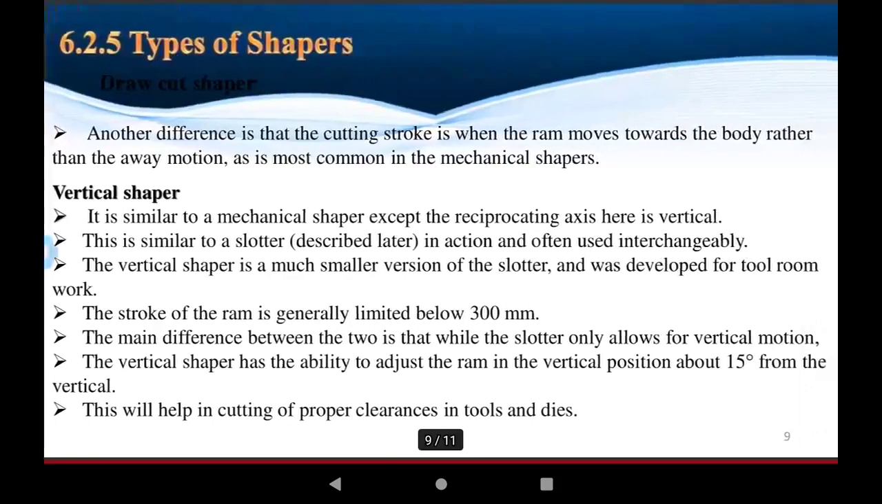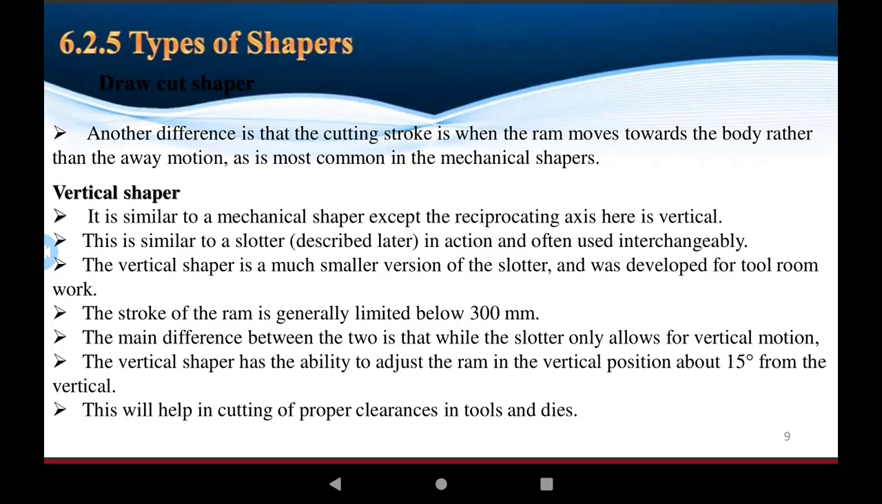Other types of swiper machine are also present. Another difference is the cutting stroke, when the arm moves from the forward motion toward rather than away from, as is most common in the mechanical swiper machines. Some vertical machines are also present.